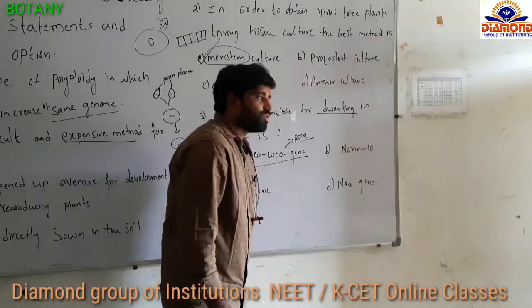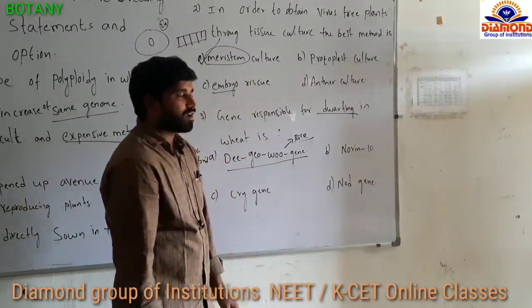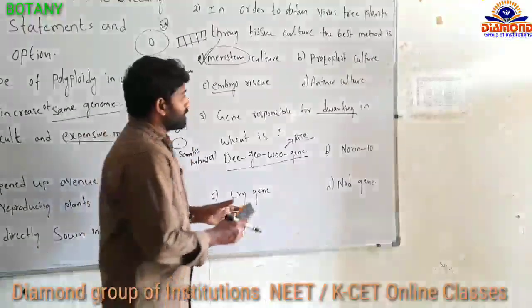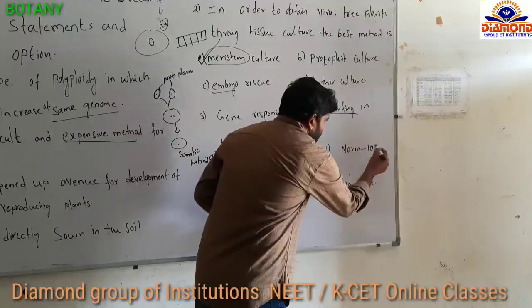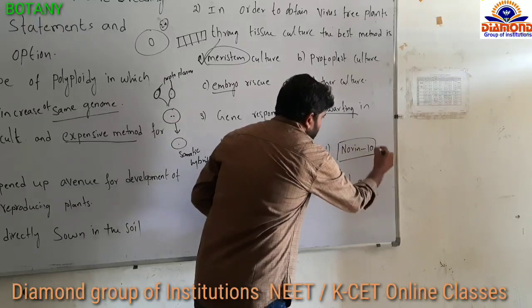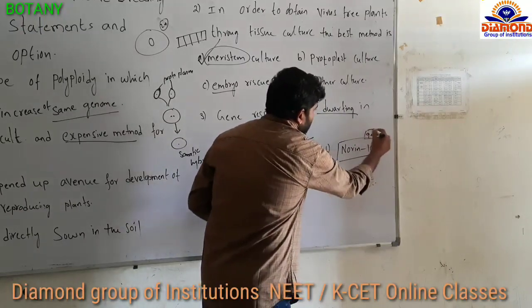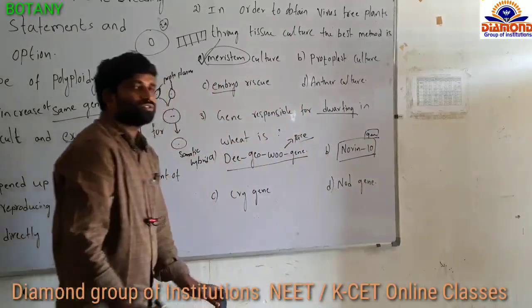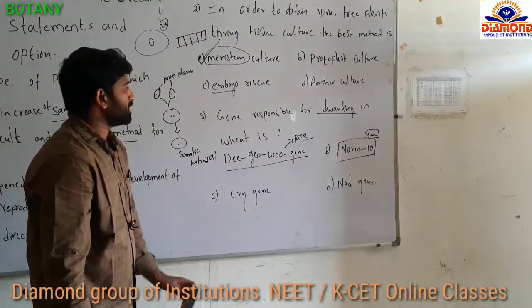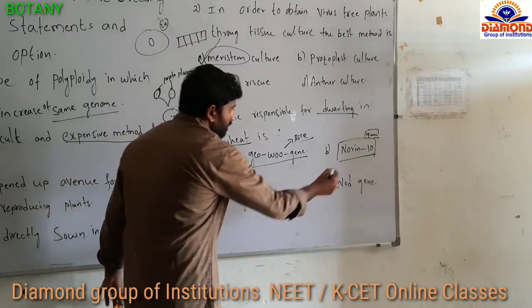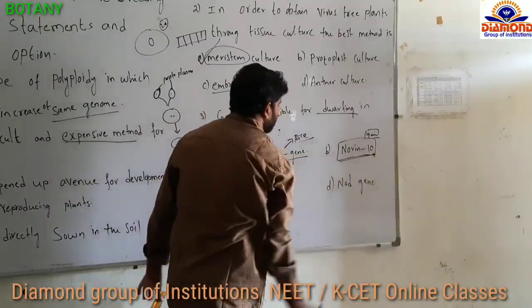And option B, Norin. The semi-dwarf variety of wheat is produced by the presence of this Norin gene. This is a gene name. The Norin gene is used in the production of semi-dwarf varieties of wheat. Semi-dwarf wheat varieties are developed by the presence of this Norin gene only.